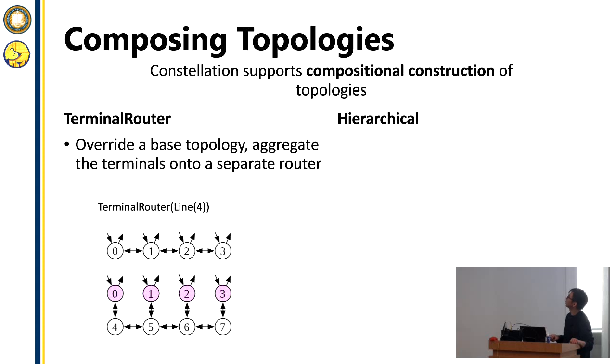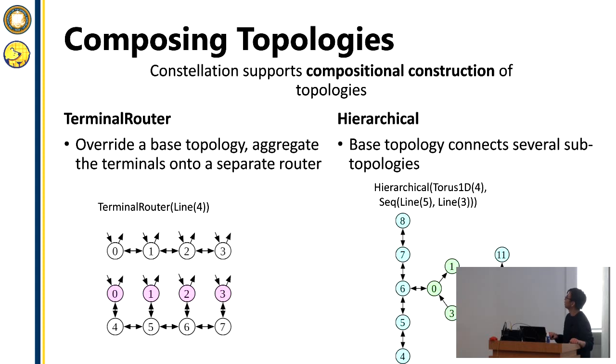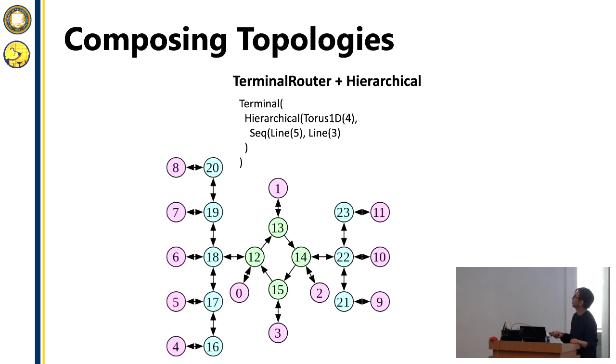We can also support hierarchical topologies. For example, we can say that this base topology is a 1D torus and is connecting these two subtopologies, which are just one-dimensional meshes. And of course, this is all compositional as well. So you can very quickly build something that looks like this using just 2 lines of configuration code.